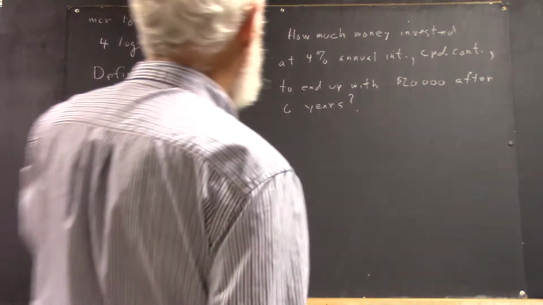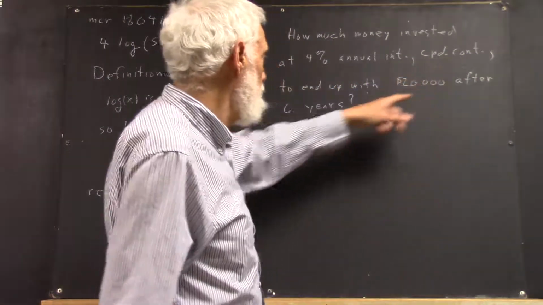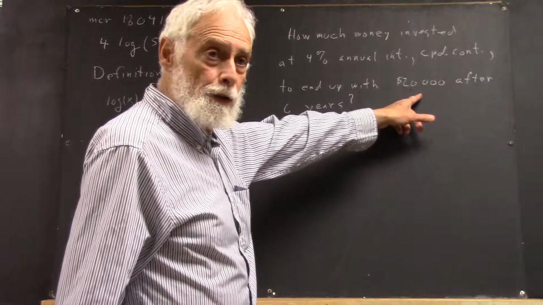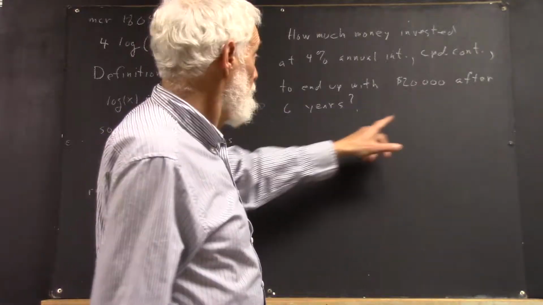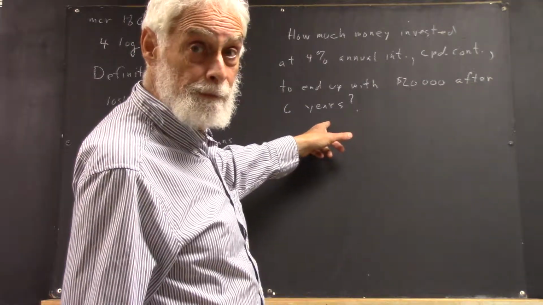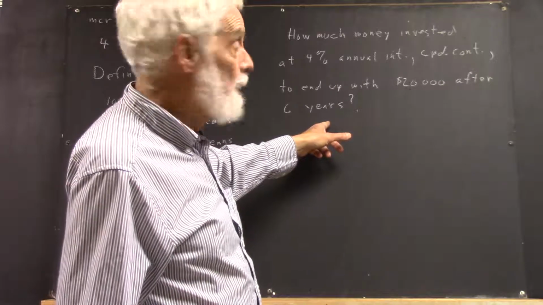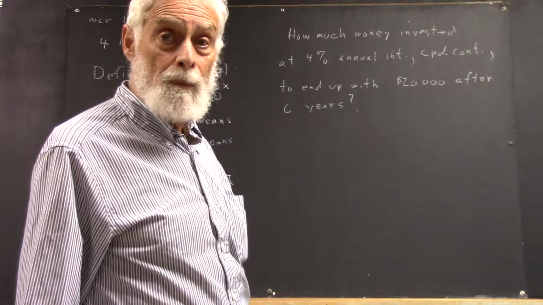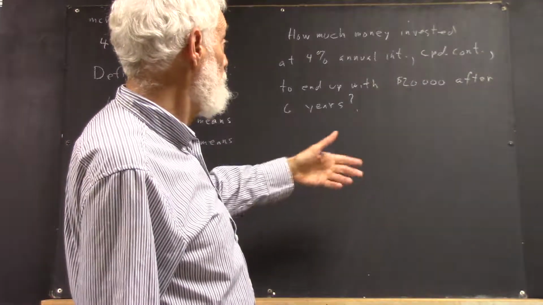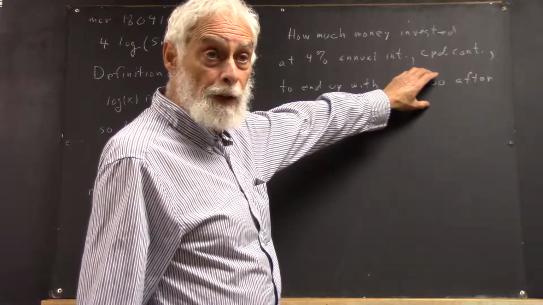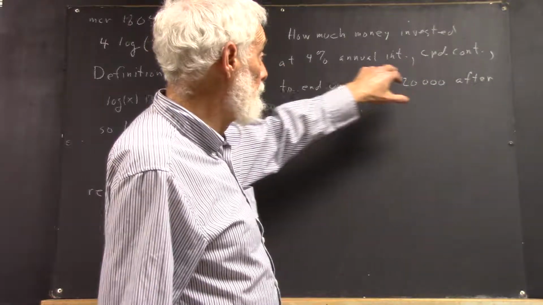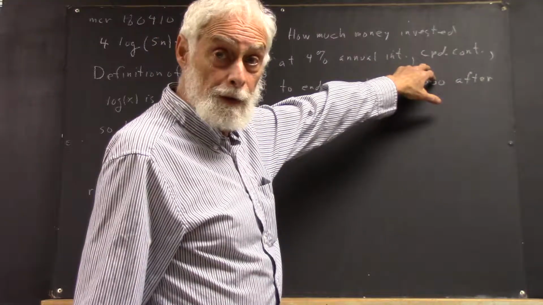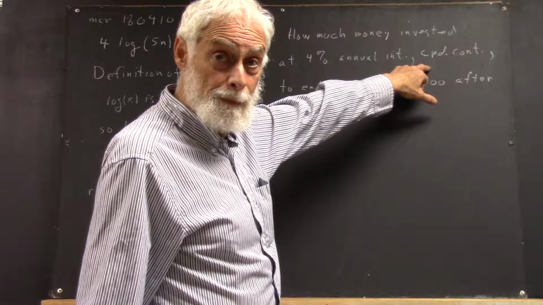So we have the question: how much money must be invested at 4% annually, compounded continuously, in order to end up with $20,000 at the end of 6 years? Right? So what can you tell me about the information you have? Let's not worry about the $20,000, let's worry about 4% compounded continuously. What does that tell us?